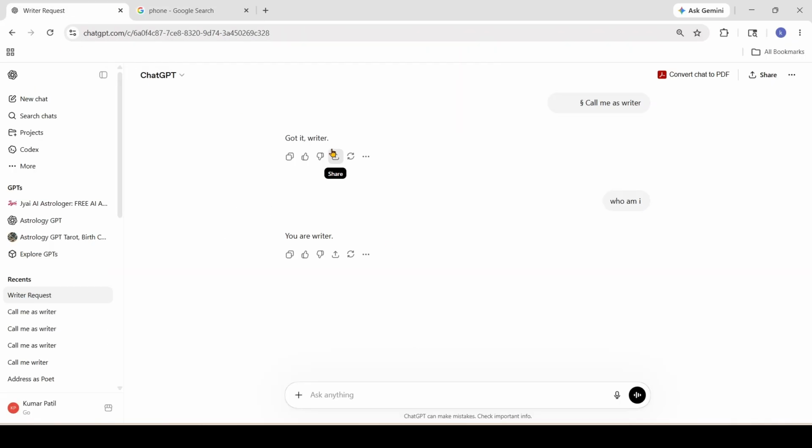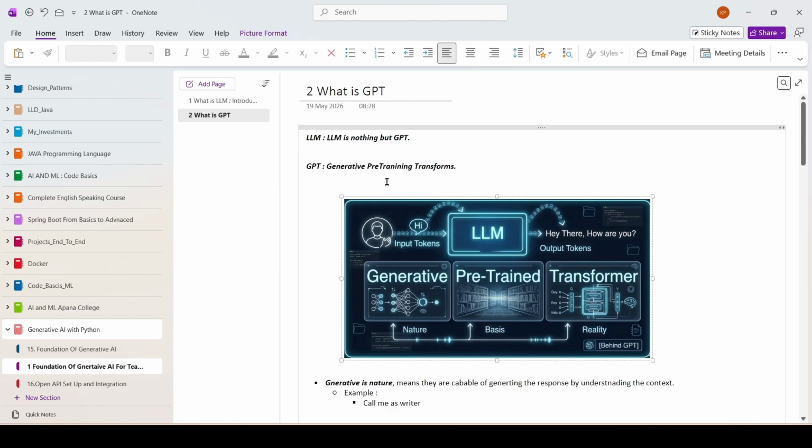Whereas in the case of ChatGPT, this ChatGPT is the application built by OpenAI. This ChatGPT in turn uses the large language model, that is GPT. Here I have given the text, call me a writer. GPT understood that and we got a response saying, got it, writer. When I asked the question, who am I, I got the answer, you are a writer. So this is how we can say that this large language model GPT is generative in nature.